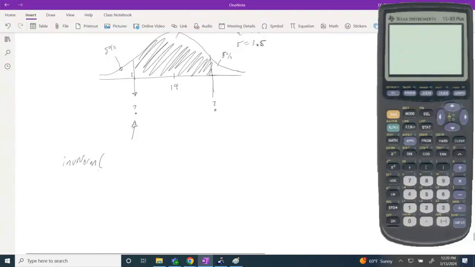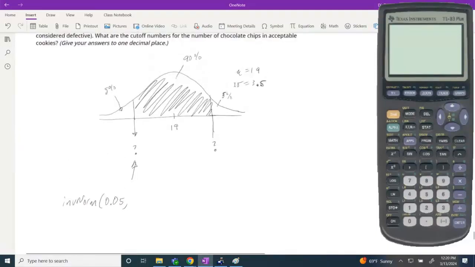The inverse normal on my calculator requires the area to the left of whatever value I'm concerned with. So I'm concerned with this value. The area to the left is 5%, right? So my area to the left is 0.05, because I have to convert that percent to a decimal. The mean is 19, and the standard deviation is 3.5. So if I pop that into my calculator, that should give me the value.